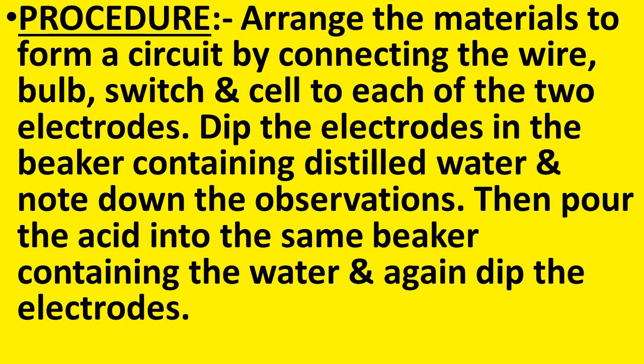So in the first step, after connecting the circuit, what we are doing? We have to dip the electrodes in the beaker containing distilled water and then note down the observations. After that, pour the acid into the same beaker and then dip the electrodes again. Here we have used sulfuric acid. Instead of that, we can use lemon juice or even vinegar. Lemon juice and vinegar both are organic acids.